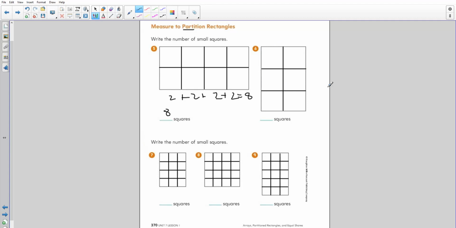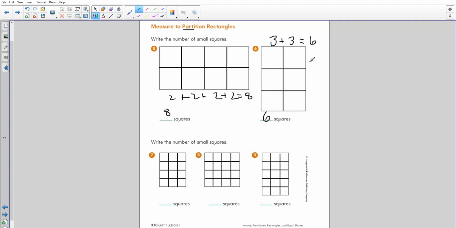Now, if I look at this one, I can see, yes, there are 2 columns and 1, 2, 3 rows. Threes! Sure, I'll write 3 up here. And 3. And hey, since there's only 2 of them, I already know this fact. I can tell you how many squares there are. 3 plus 3 is, that's right, 6. There are 6 squares.